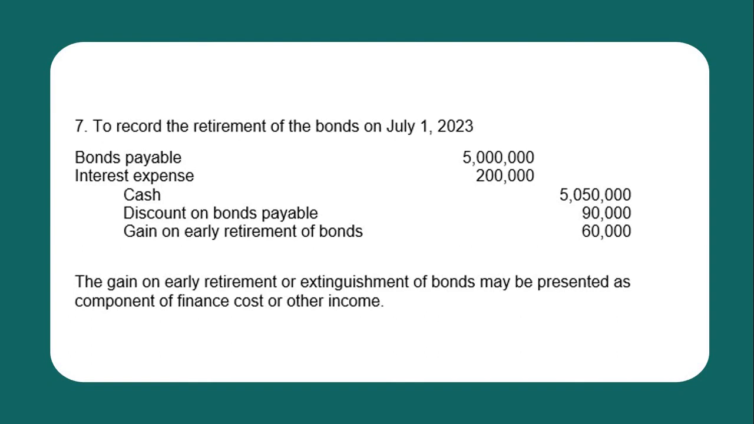Fifth, determine the carrying amount of the bonds retired. So the carrying amount will be face amount plus the balance of the premium or minus the balance of the discount on bonds payable. Next, step 6, determine the gain or loss on early retirement. Gain or loss on early retirement is the difference between the retirement price and the carrying amount of the bonds retired. There is a gain if the retirement price is less than the carrying amount of the bonds, while there is a loss when the retirement price is more than the carrying amount of the bonds retired. Then, last but not the least, we need to make journal entries.